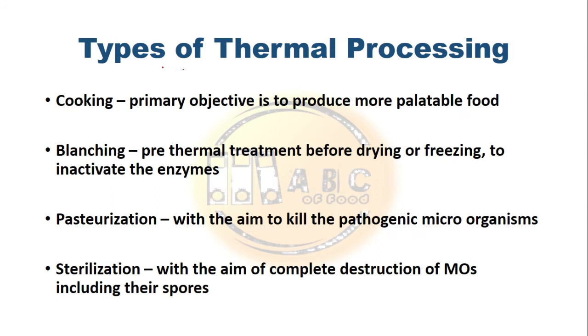Now we will study about the types of thermal processing. Firstly, cooking. The primary objective is to produce more palatable food. Second, blanching. It is a pre-thermal treatment given before drying or freezing to inactivate the enzymes. Third is pasteurization. It is done with the aim to kill the pathogenic microorganisms. Fourth is sterilization. It is done with the aim of complete destruction of microorganisms including their spores.